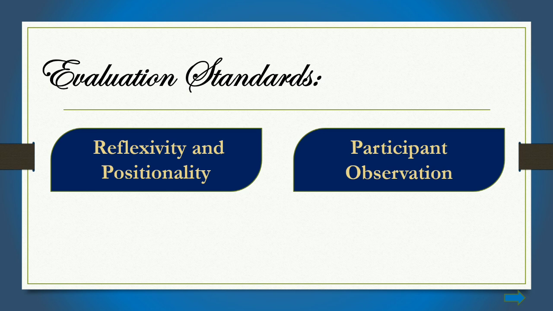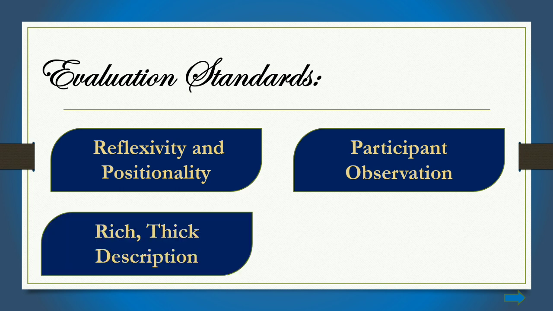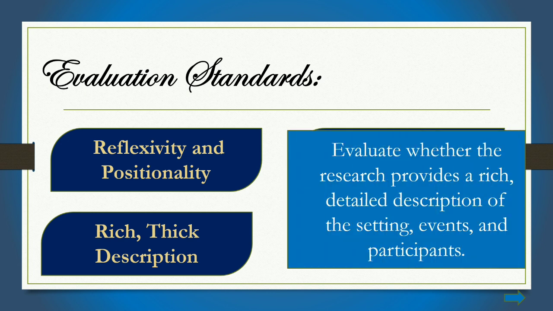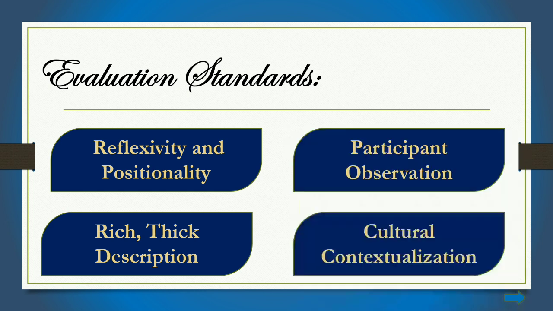Participant observation evaluates the researcher's use of participant observation, which is crucial for ethnographic research. Rich, thick description. Evaluate whether the research provides a rich, detailed description of the setting, events, and participants. Cultural contextualization. Assess how well the researcher has understood and presented the cultural context of the group being studied.